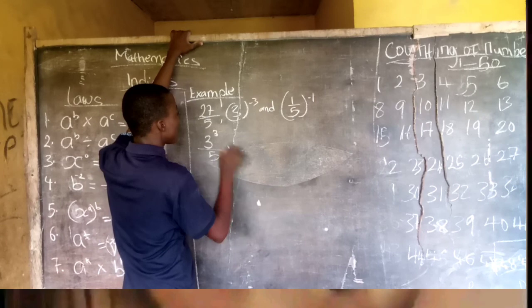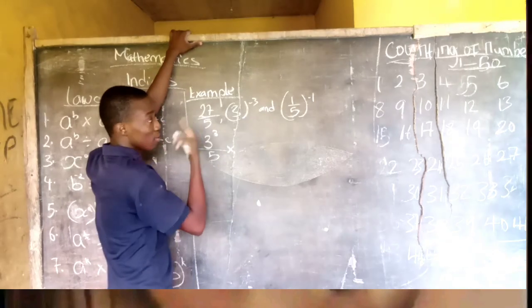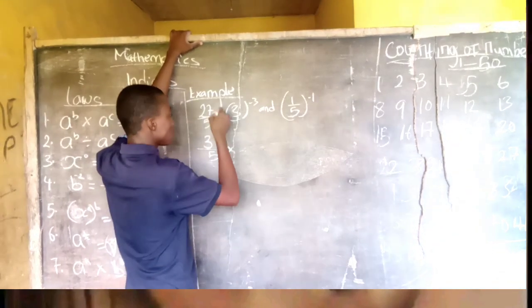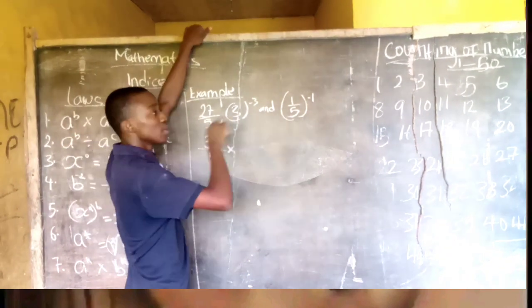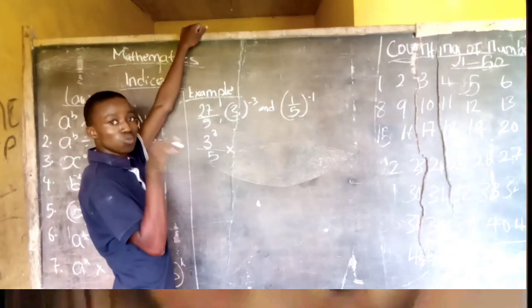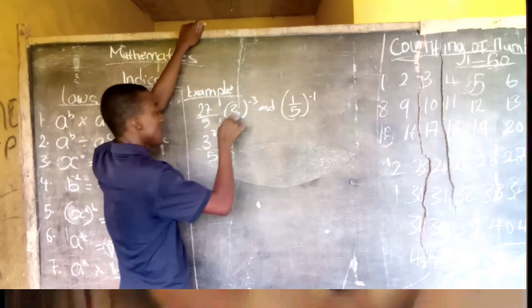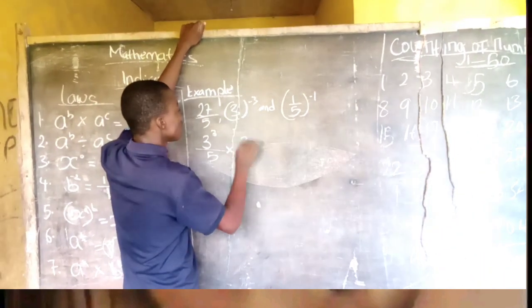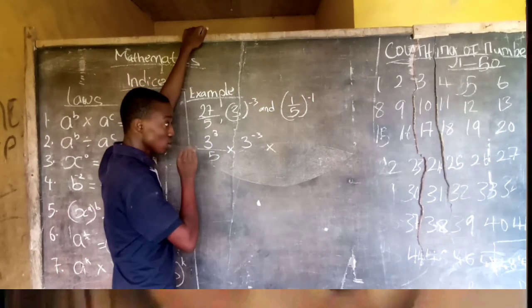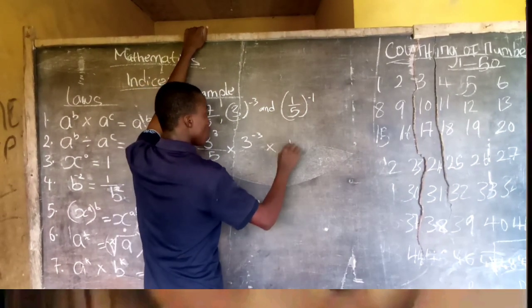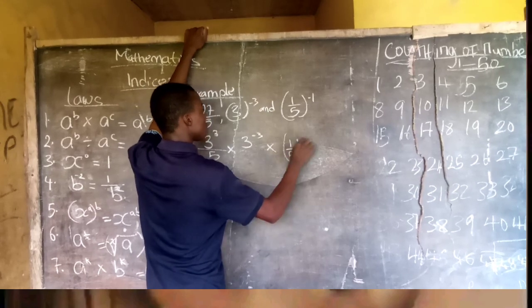Then multiply by product. Remember, product means multiplying. So I don't just like writing the whole question. I dictate the question, write the figures out, and we deal with it as it is. Alright? Now this becomes 3 to the power of negative 3 multiplied by what? This is the indices way of solving it, multiplied by 1 over 5 to the power of negative 1.